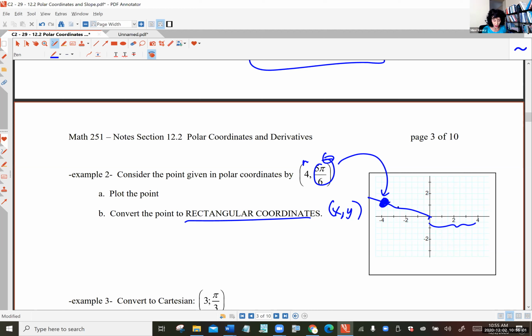It's 4 units away from the origin, or the pole. And it's making an angle of 5 pi over 6 with a directed line segment OP, say. All right, how would you get that same point in rectangular?